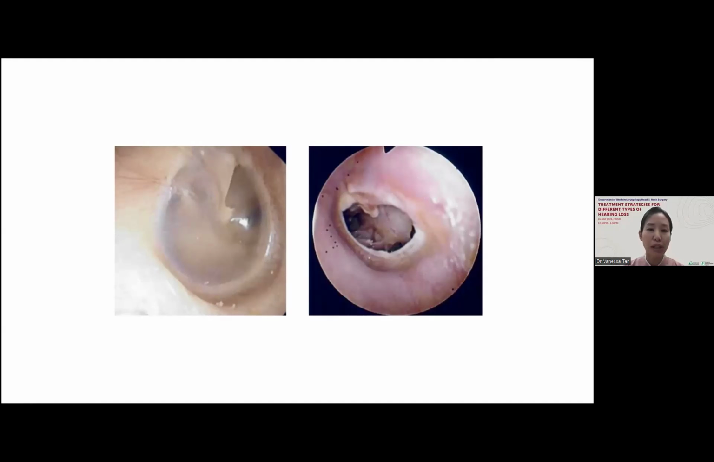And Joyce also showed a picture of some patients with a hole in the eardrum. So once again, this is a patient with a hole in the eardrum, and such patients may complain of occasional ear discharge and hearing loss.